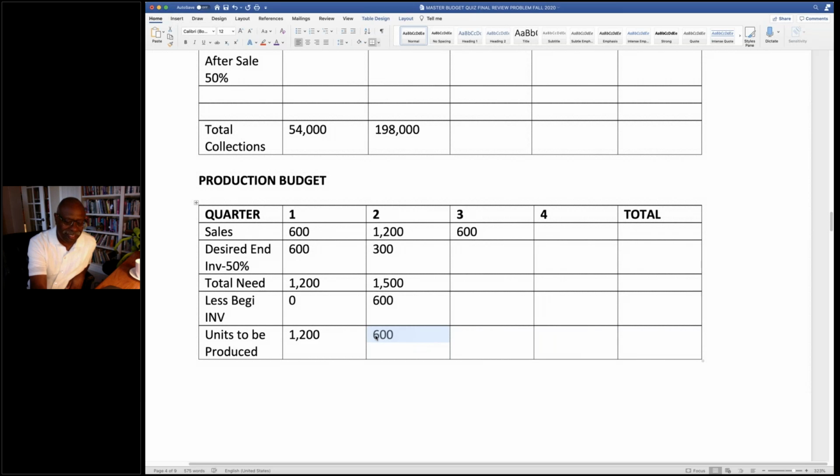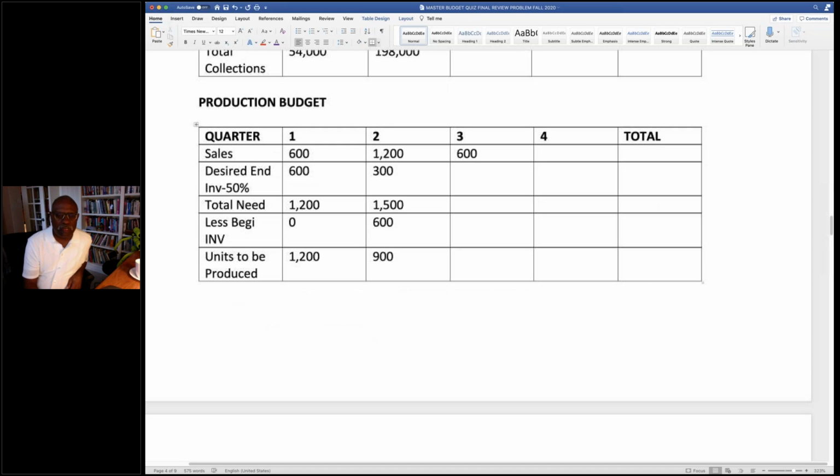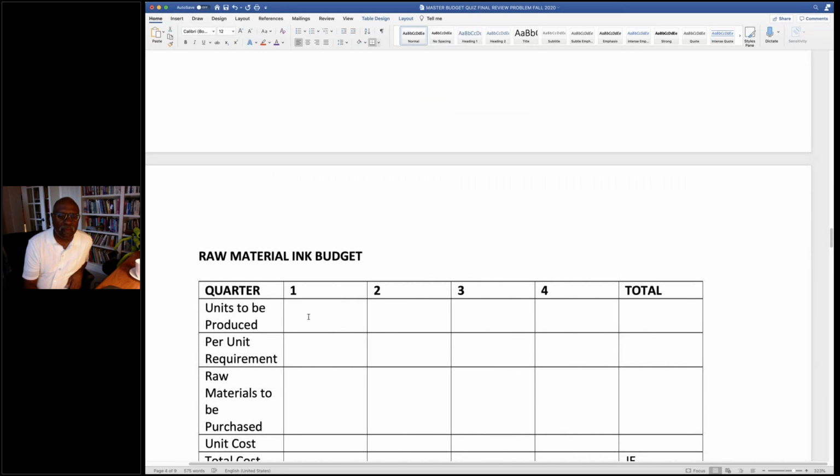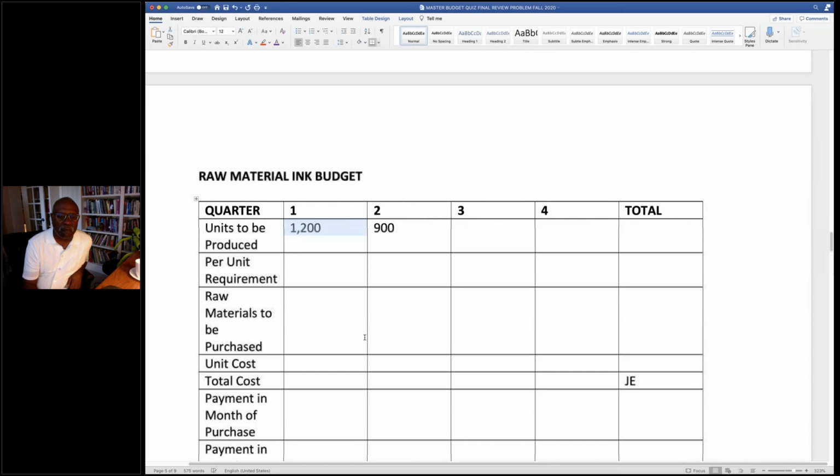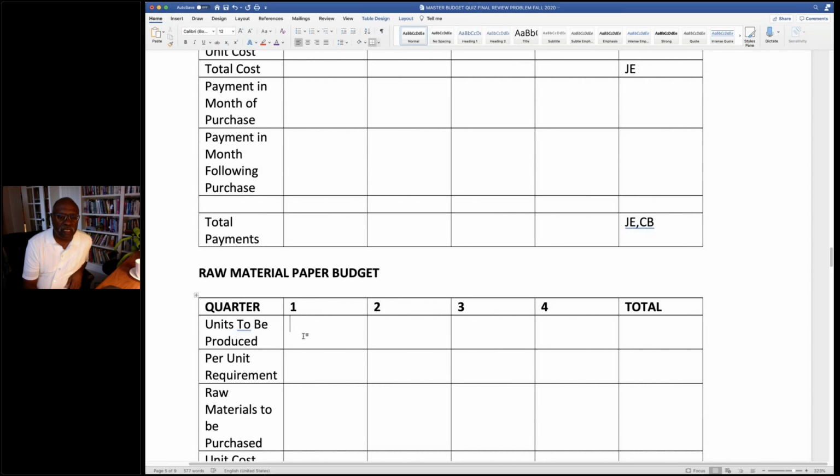$900. Yep, because whatever was ending becomes beginning for the next quarter. We already made 600 of them. And so once we have these two numbers, we're ready to roll. Now we're going to copy. We're going to paste it here. We're going to paste it here.